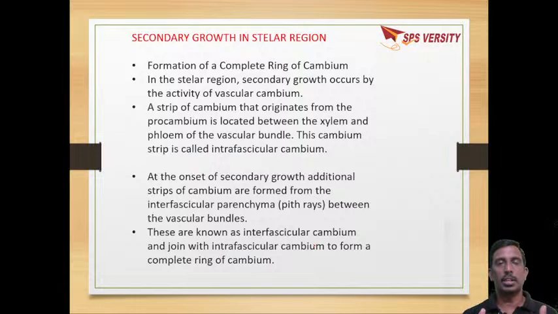So when you come to secondary growth in stellar region, in stellar region, पहले ring of cambium is formed. ये कैसे फॉर्म होता है? रिंग ऑफ कैम्बियम को क्या बोलते हैं कि vascular cambium. How is it formed?